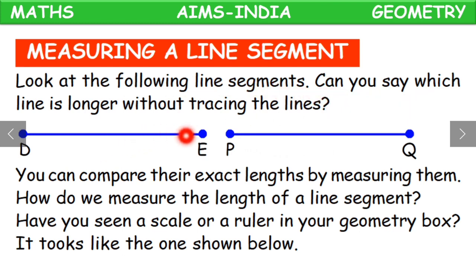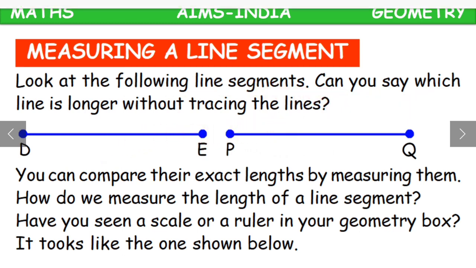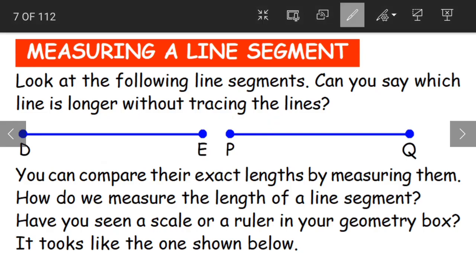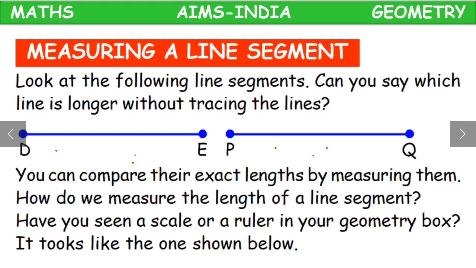Can you say which line is longer without tracing these lines? By tracing, what are they saying? How can we say which line segment is longer than the other one? You can compare their exact lengths by measuring them. So to find out which one is longer than the other, we need to measure the length of the line segment and then compare.